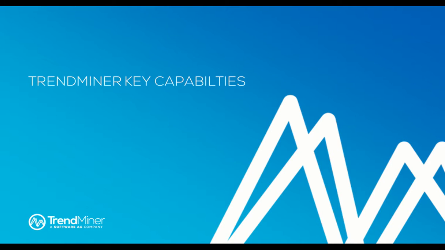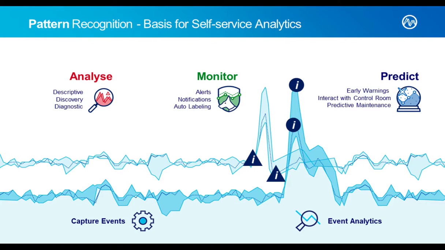Okay. Now, before we go into the demo that Nick will take over, just a quick word on the key capabilities of TrendMiner and some of the things you'll see. Well, it all starts from analyze, monitor, predict. So being able to analyze your process, asking questions like how often have I seen this type of behavior, when did it happen, how frequently does it happen, what is the impact of this problem, what other tags are correlated, what other phenomena in my process are correlated.